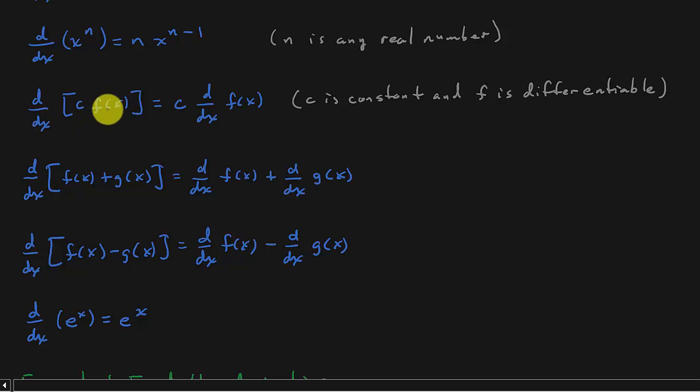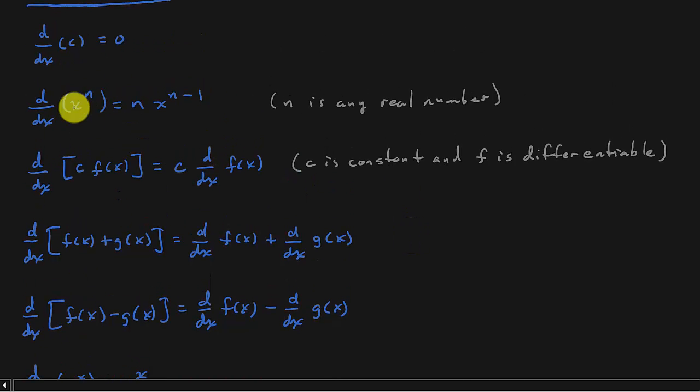Let's see. This one is the derivative of a constant times a function. That's just the constant times the derivative of the function. And then this property and this property, if you're taking the derivative and you have several terms, whether they're added or subtracted together, this is just telling you to take the derivative of each term. And then here we've got the derivative of e to the x. It's just e to the x.